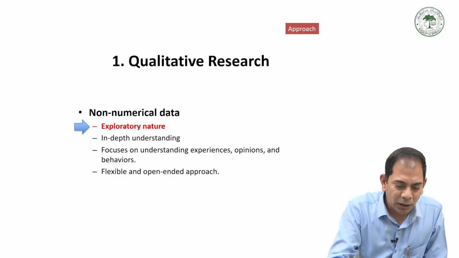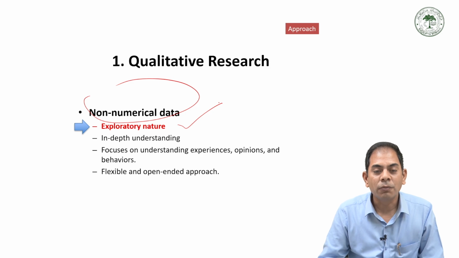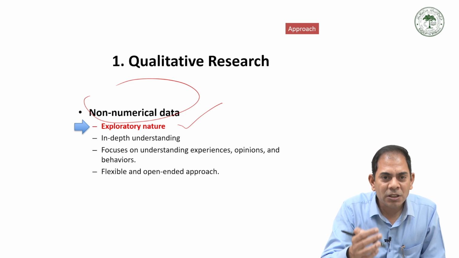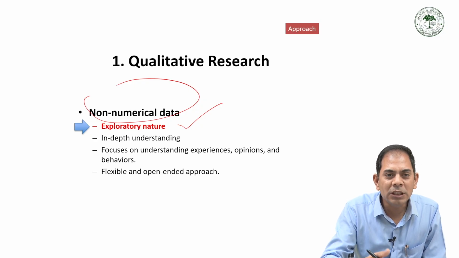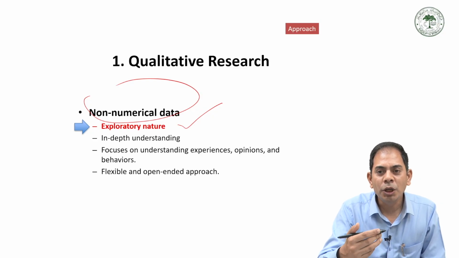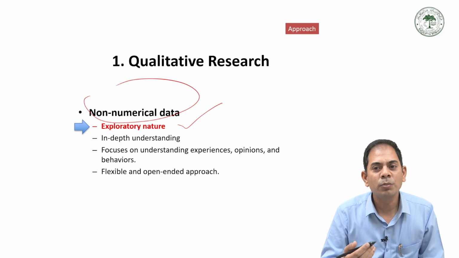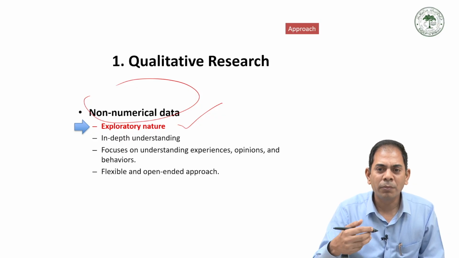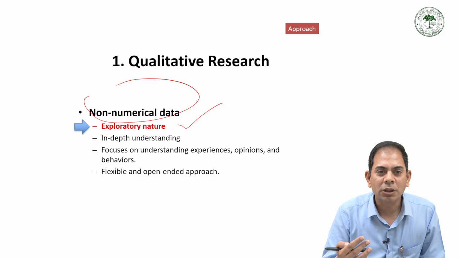The second important thing is that qualitative research is exploratory in nature. This is the first feature: exploratory nature. Exploring means to explore. This type of research is used when we want to explore a new idea or understand something deeply. For example, if we want to explore why some athletes feel nervous before a competition, before an exam, or before participating in any activity, we use qualitative research.